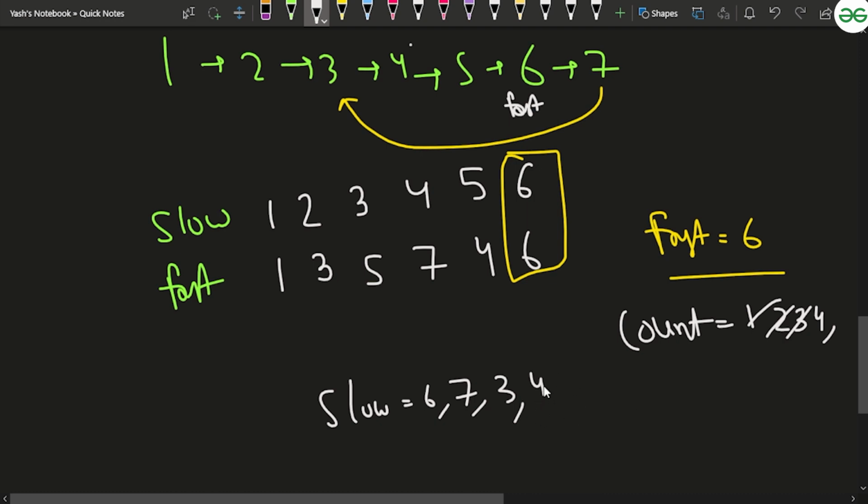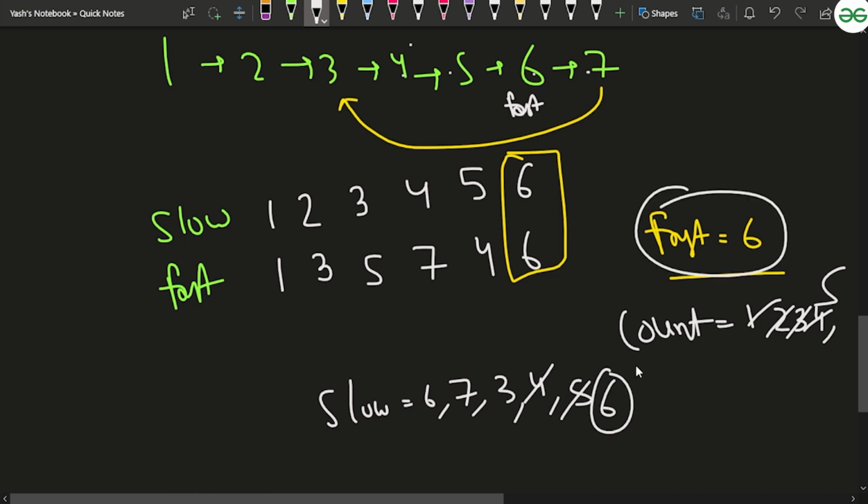Then from 4 it changes to 5. So the slow is pointing to 5, which means there are a total of 5 nodes, because 1, 2, 3, 4 and 5. Now my slow points to 6, which means slow is equal to fast again. In that case I'll return the count, that is 5 nodes, and you can see that there were actually 5 nodes. You keep your fast at 6, and you keep on moving by initializing the counter to 1.